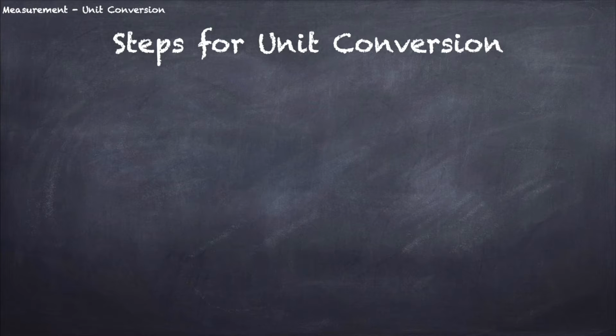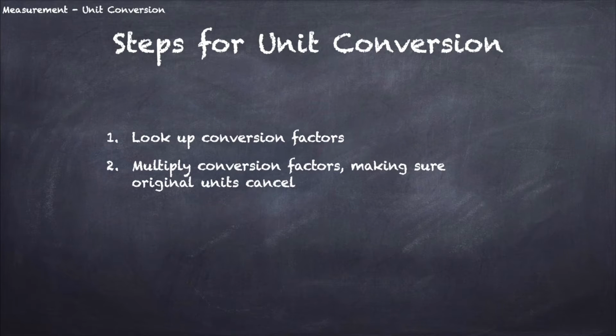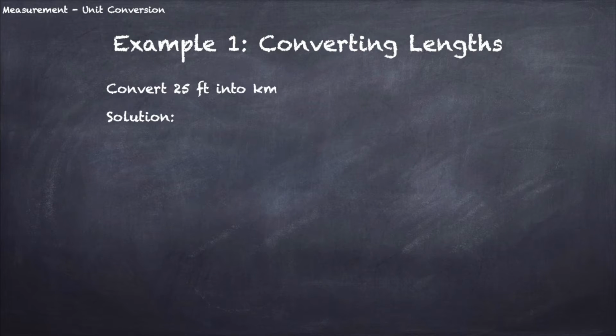There are only 2 steps for doing unit conversion systematically. First, look up the conversion factors. Next, multiply the conversion factors to the quantity we are converting and make sure the original units are cancelled correctly, leaving us with the units we want. It is easier to see how this works in an example. Let's convert 25 feet into kilometer.